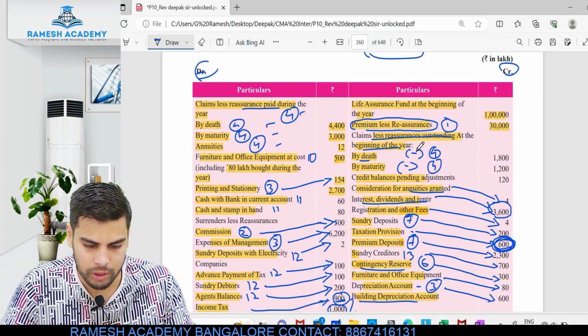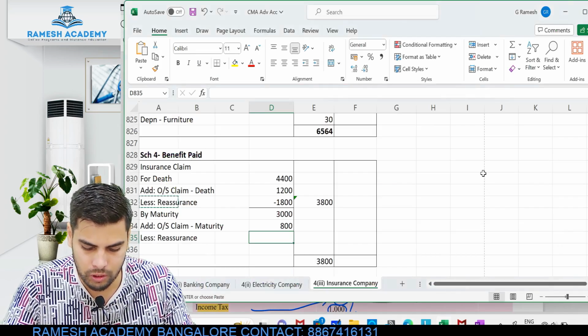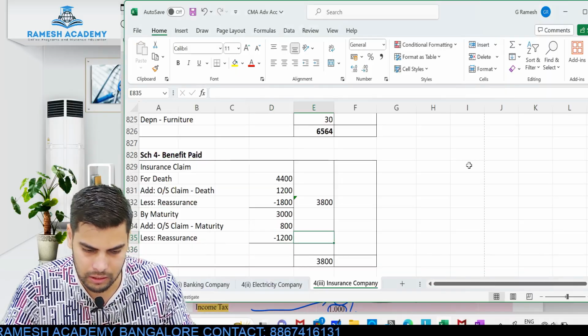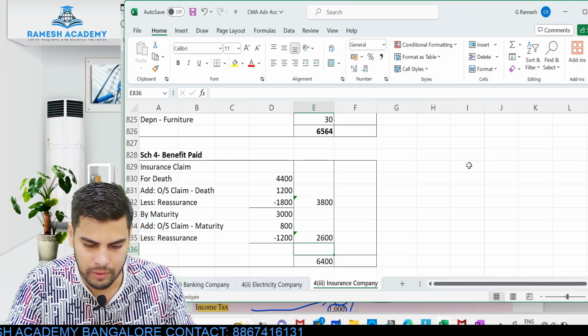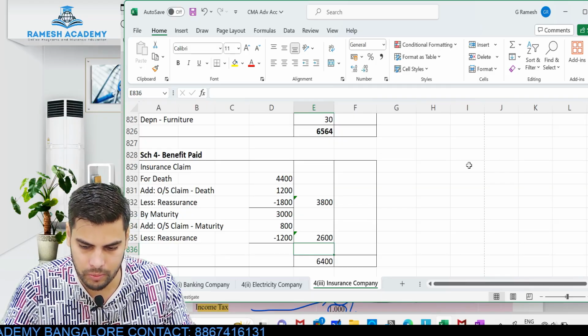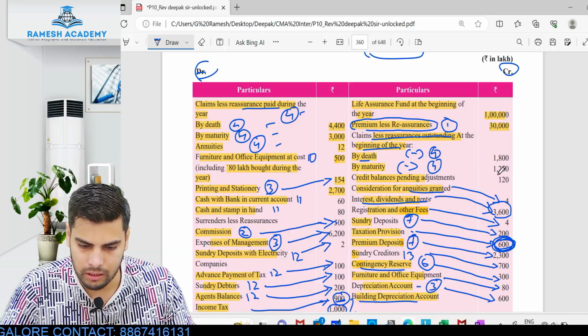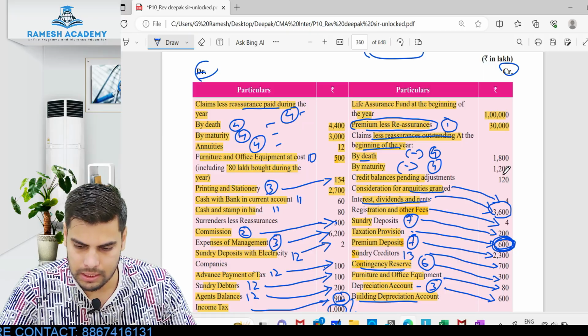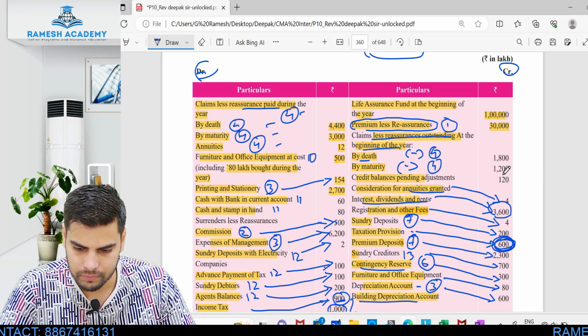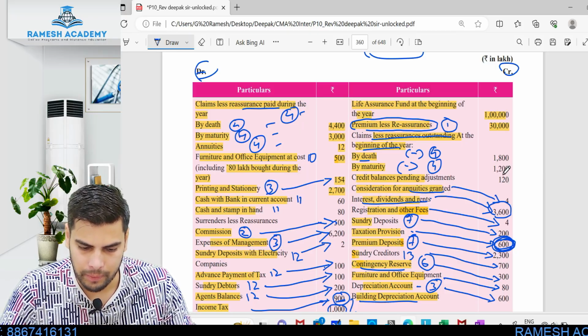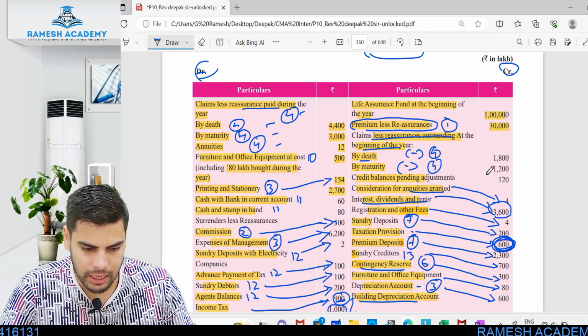With respect to maturity, what is the reassurance value? 1200, right? So deduct this 1200. How much do we get over here? Here we'll be getting 2600. So total would be how much? 6400. So 1800 over here and 1200 over here. Is there anything else? Clear? Is there any other information?